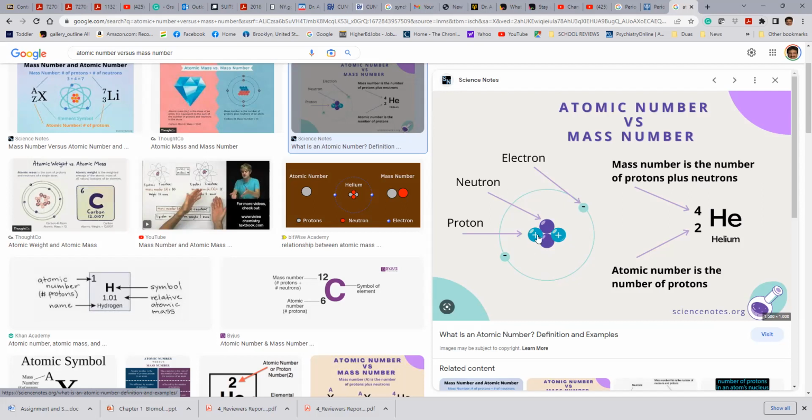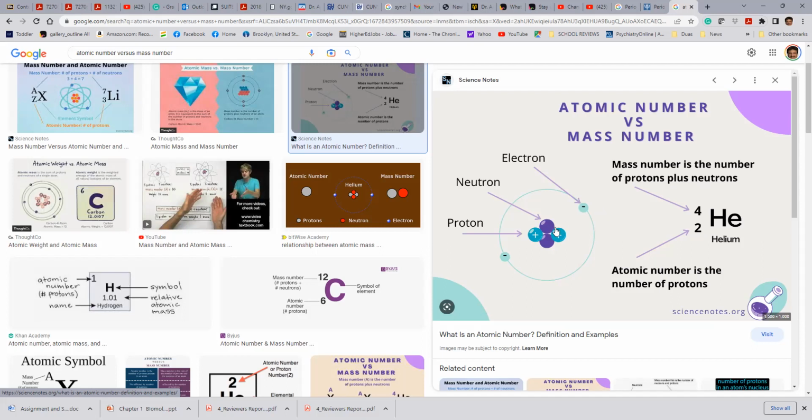Protons are positively charged particles. Neutrons are neutral, they don't have any charge. And the electrons that revolve around the nucleus have a negative charge. Now look carefully here, helium has an atomic number of 2. Atomic number 2 means 2 protons, represented by positive signs. And there are 2 neutrons represented by purple color in a sphere.